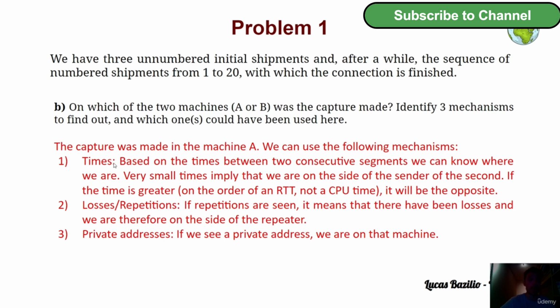We are going to see in a moment how. The second mechanism is by analyzing the losses or the repetitions. Essentially, if repetitions take place and are seen in the capture, so essentially we send segments more than one time, so if there are repetitions, this means that we have been having losses and we are therefore on the side of the repeater. Finally, we can also analyze the private addresses. If we see a private address, then we are on that machine.